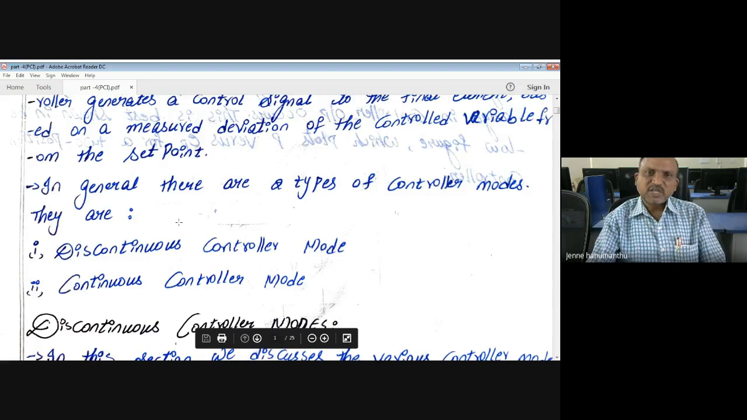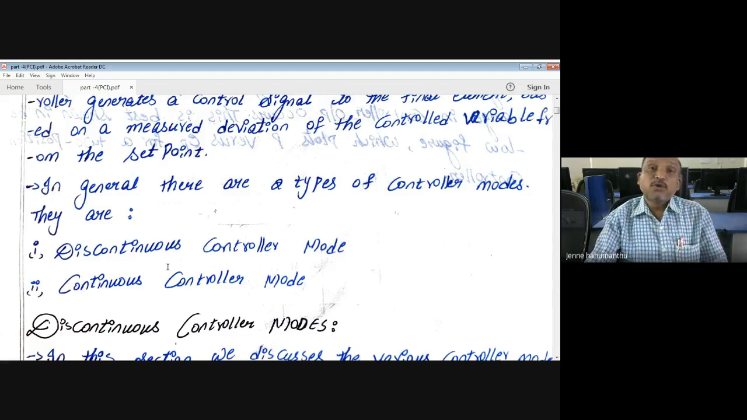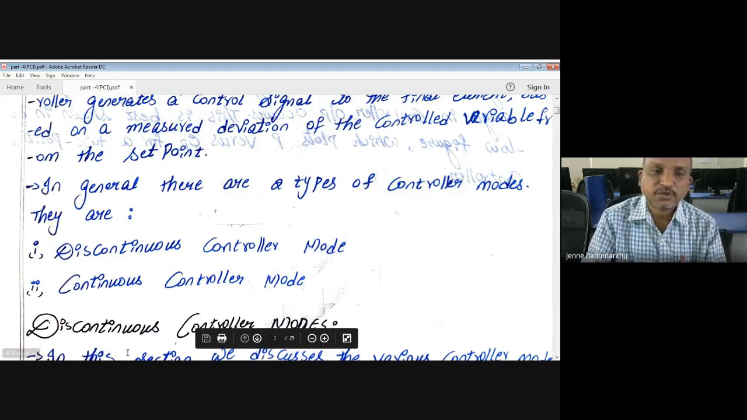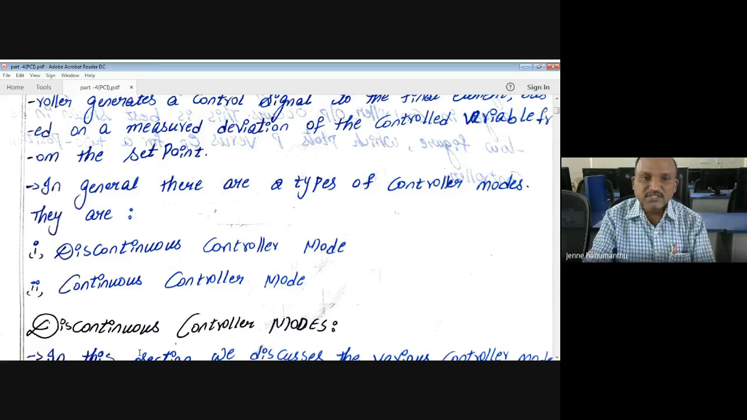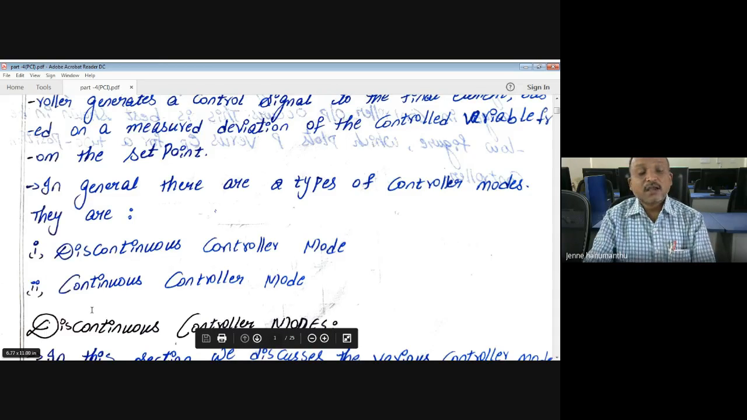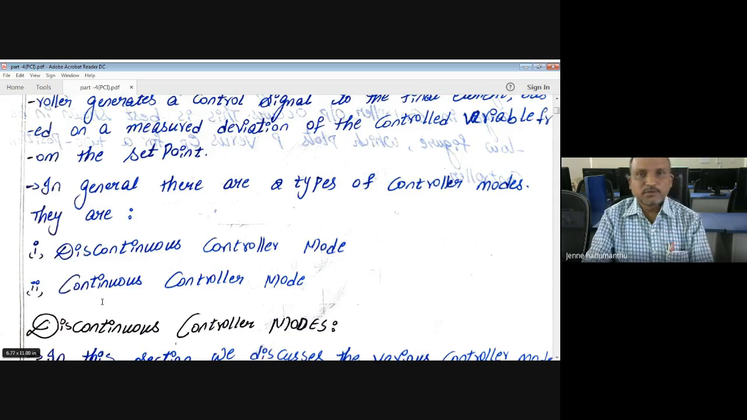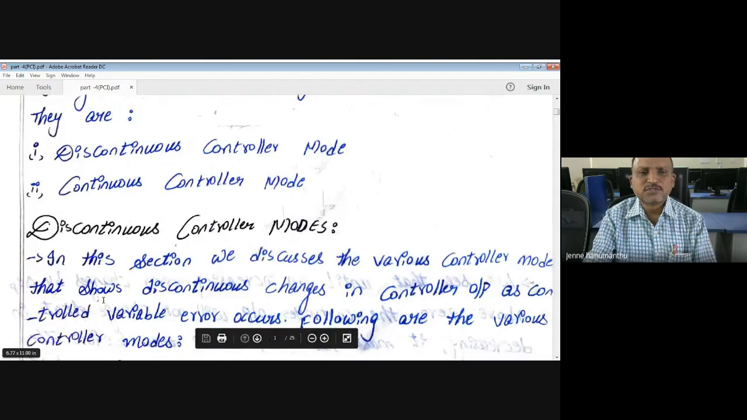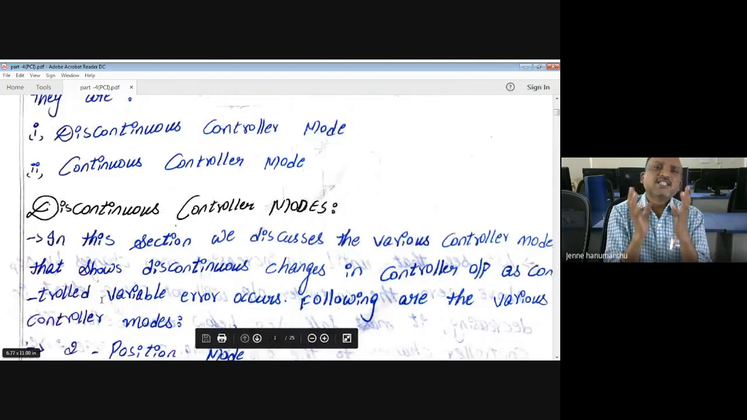Actually, not only these two, we can have one more control action that is called composite controller mode. Strictly speaking, the controller may have three actions. The first one is discontinuous controller mode, the second one is continuous controller mode, and the third one is composite controller mode, right? We'll see what the discontinuous control mode is. Discontinuous controller modes. What do you mean by discontinuous?